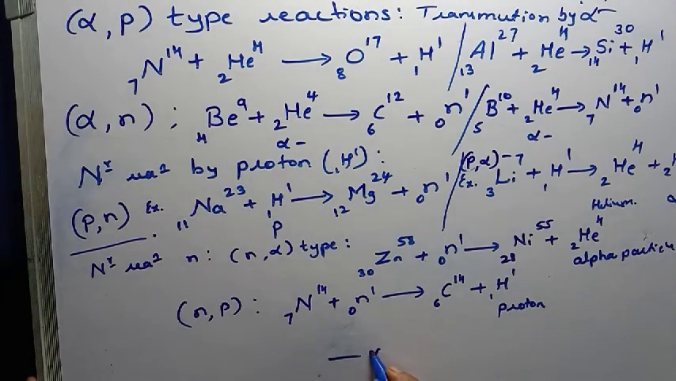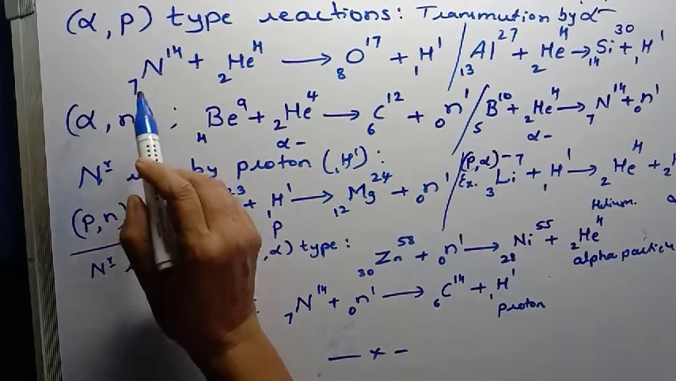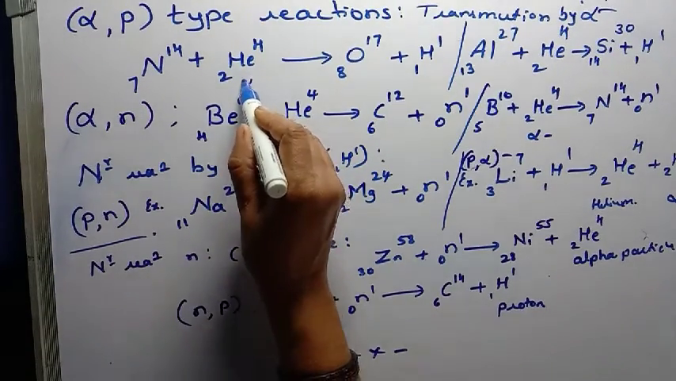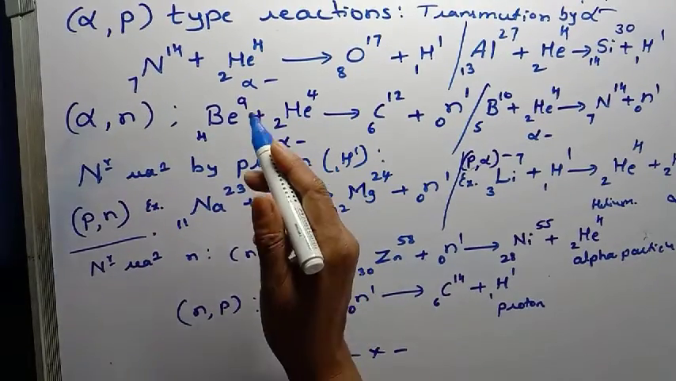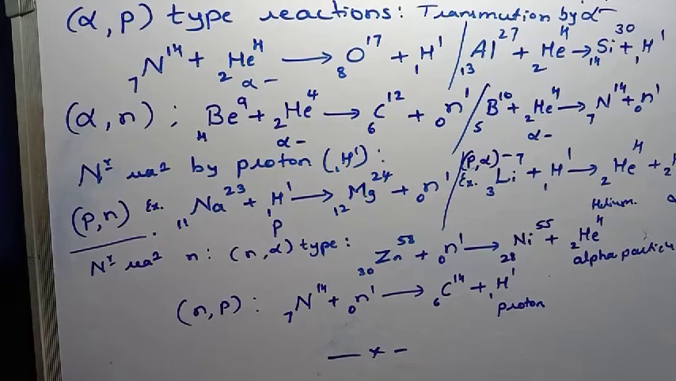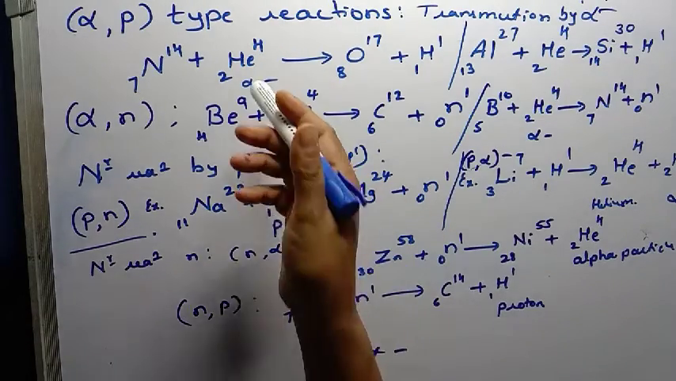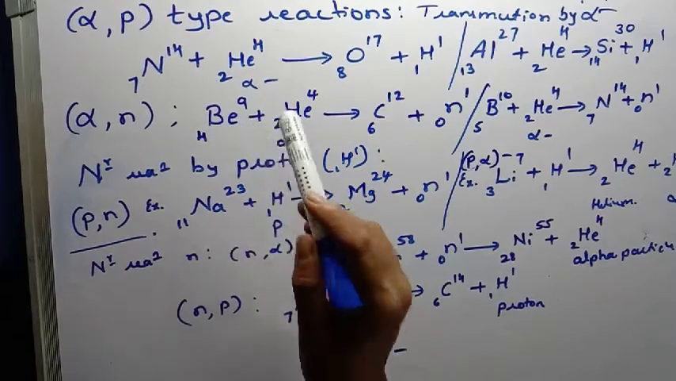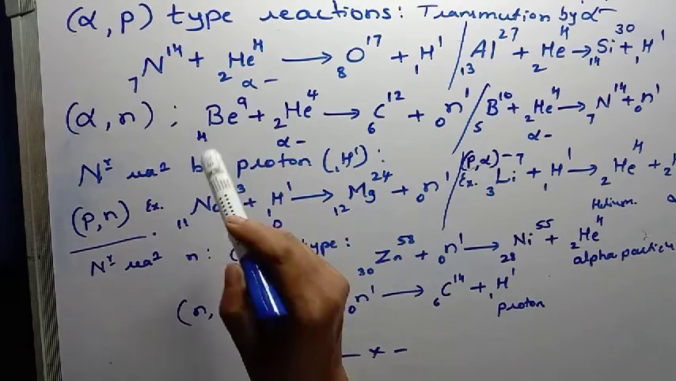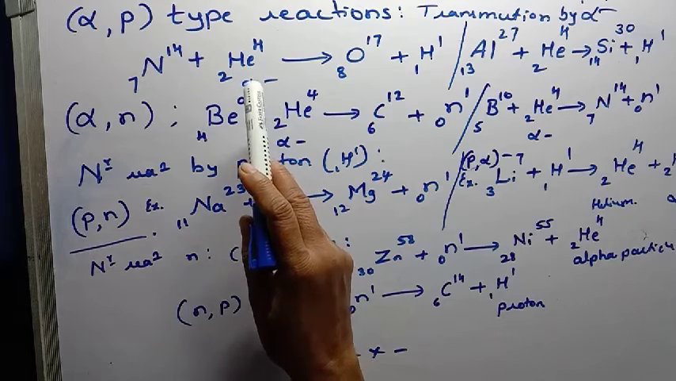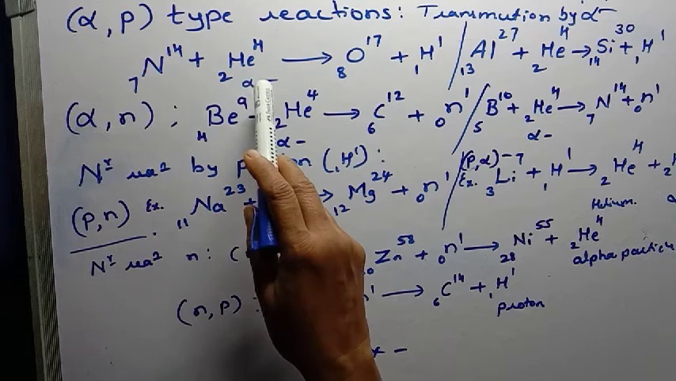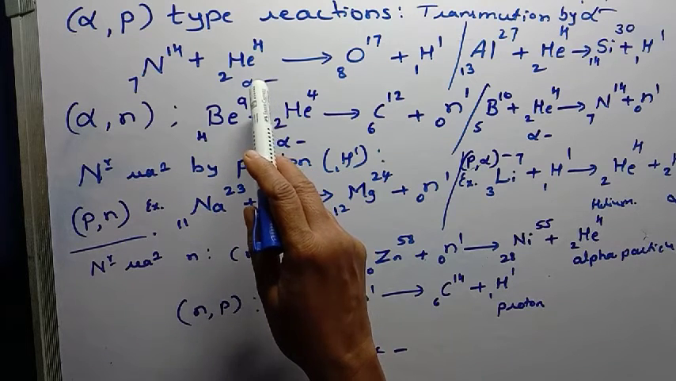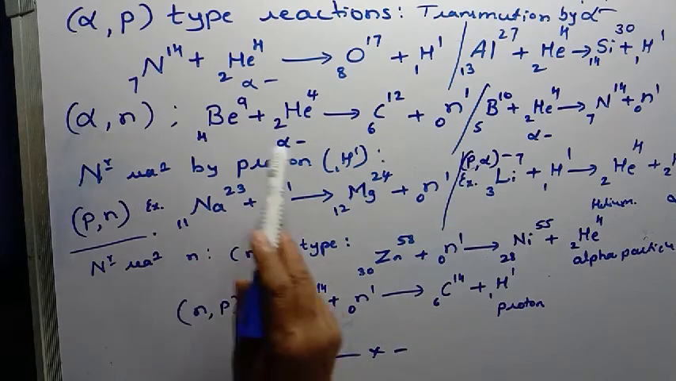With this we'll continue in the next class. In the first type, when the alpha particle is made to bombard lighter elements, there is no problem to accelerate or energize the alpha particle. Only when the alpha particle reacts with a heavy nucleus should it be imparted a certain amount of energy to penetrate the nucleus. In other cases there is no problem.